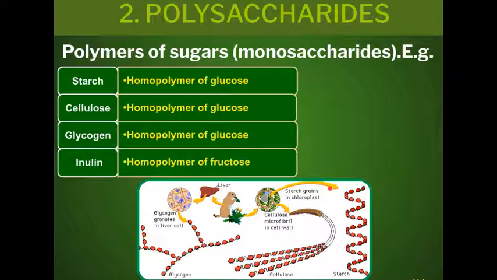Now let us look at polysaccharides. As the name tells you, poly means many, and saccharides means sugar, right? So they are lots and lots of monosaccharides combining together, polymers of sugar. These include starch, cellulose, glycogen, inulin. Starch is a homopolymer of glucose. That means it is made of various glucose molecules joining together. Cellulose is also a homopolymer of glucose. Glycogen is also a homopolymer of glucose. But inulin is a homopolymer of fructose.